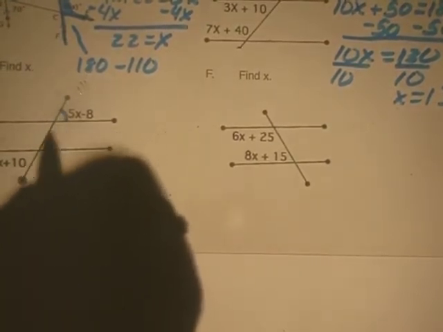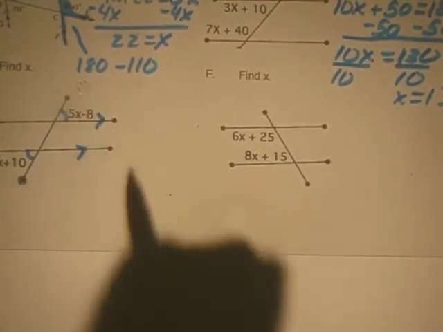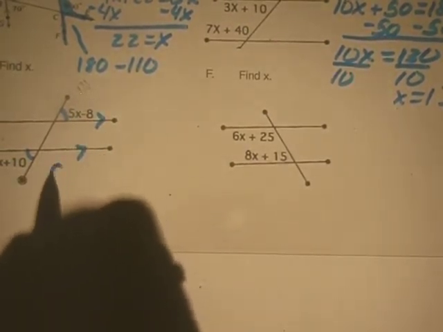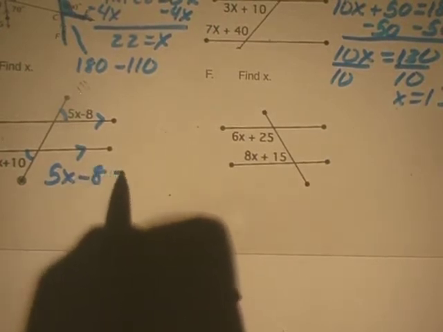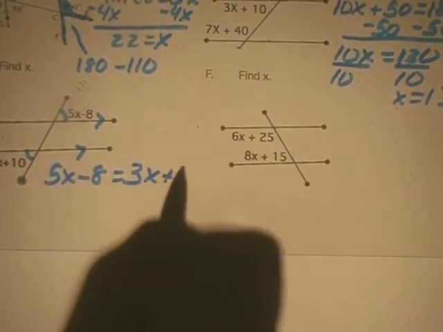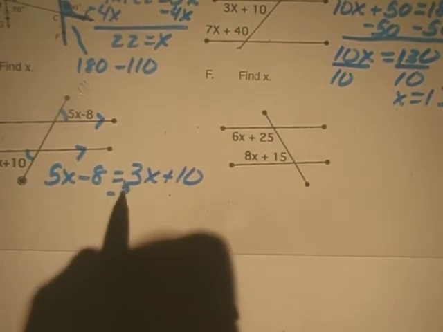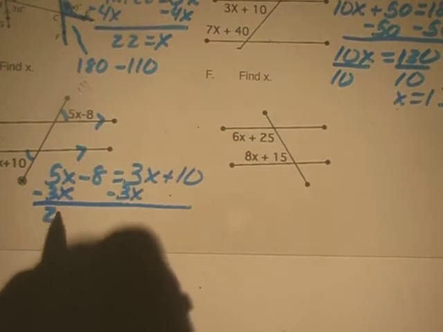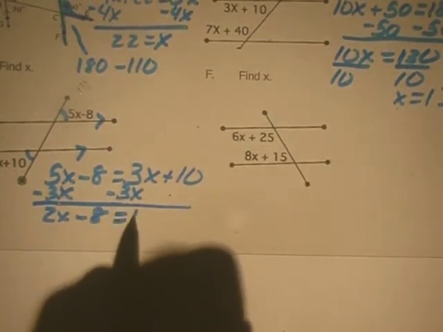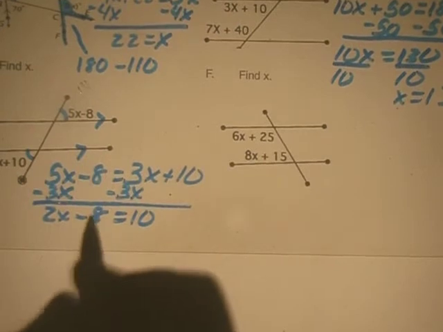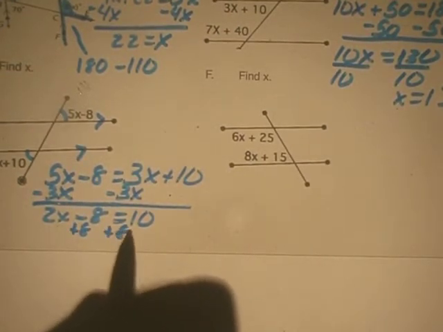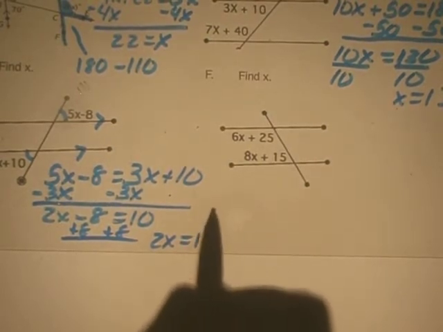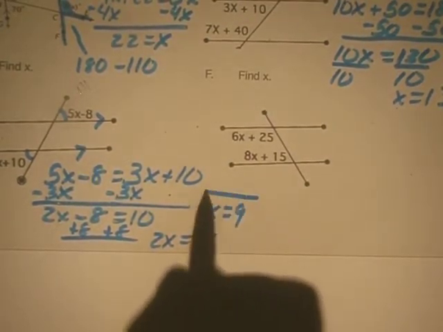Example E, lines are parallel, and that should be given to you. These are alternate exterior angles. So 5x minus 8 equals 3x plus 10. You subtract 3x from both sides, and you have 2x minus 8 equals 10. When you add 8 to both sides, you have 2x equals 18, and your x is going to equal 9.